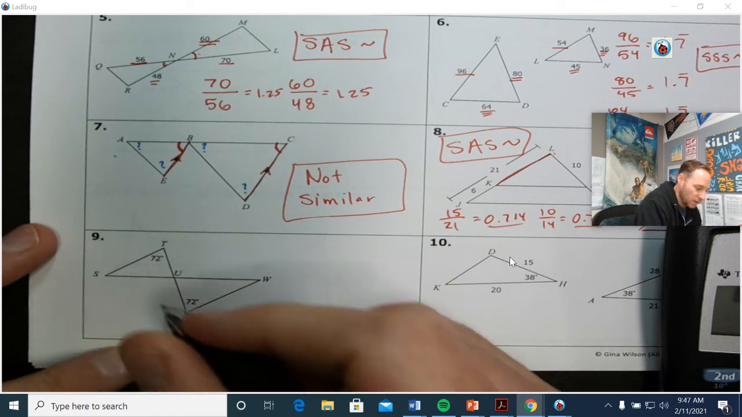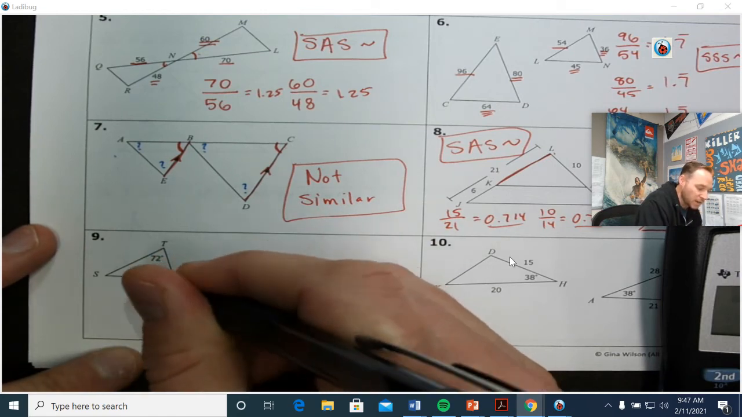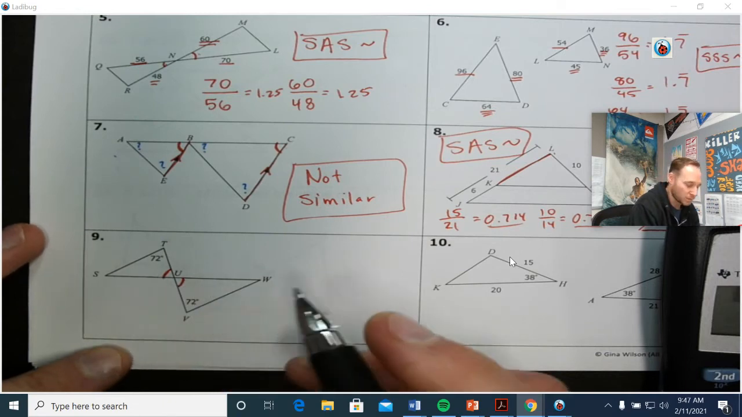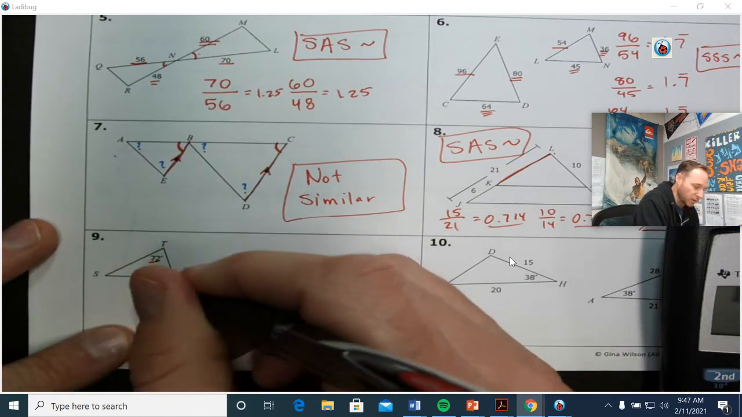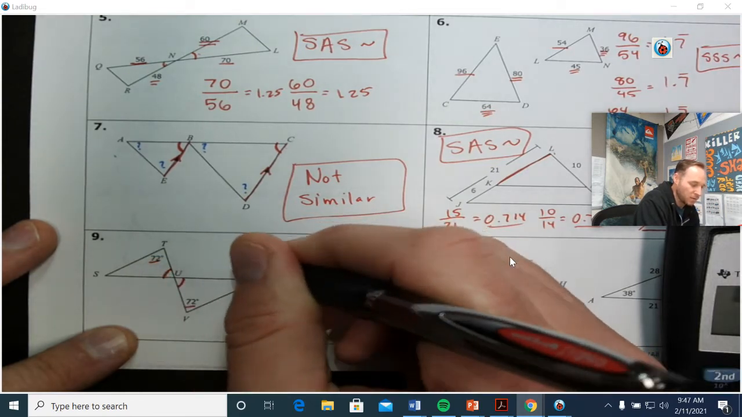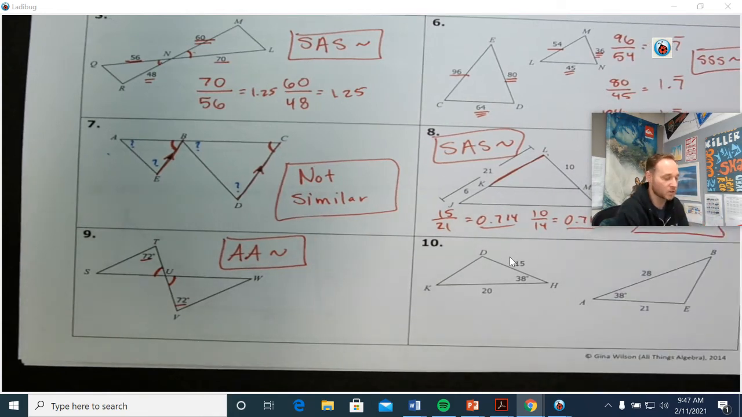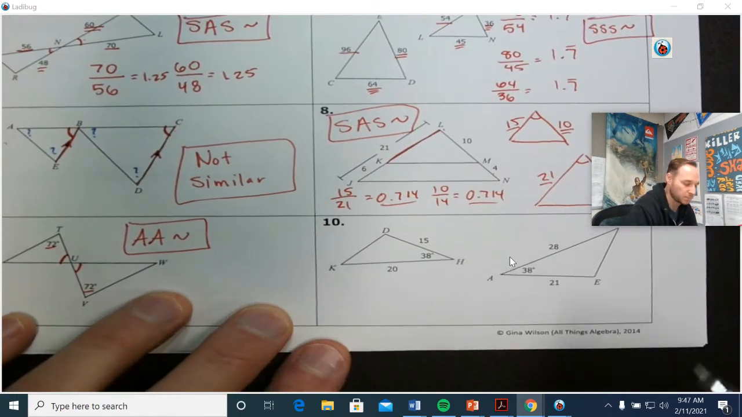72 and 72, and I see vertical angles are used a lot here. Whenever you have two triangles that are kind of connected or have vertical angles, I'm looking at angle, angle, similarity all day. Angle, angle is my favorite because I don't have to do any math. I don't have to use my calculator. I don't have to write any ratios. I don't have to check for proportionality. I just need two congruent angles.